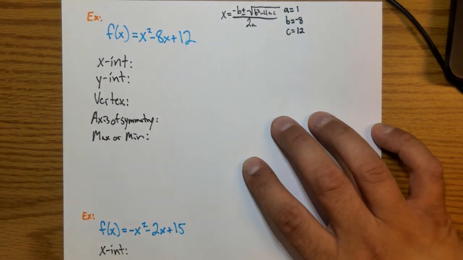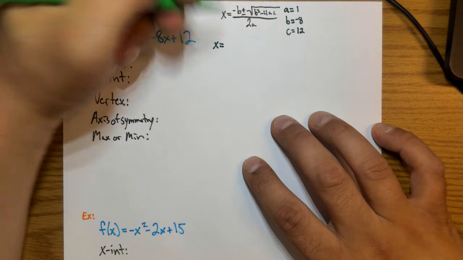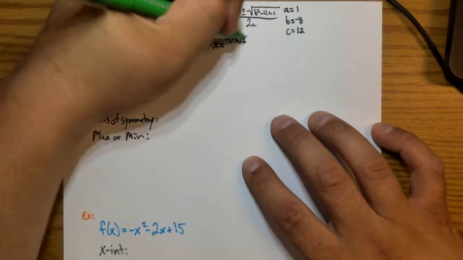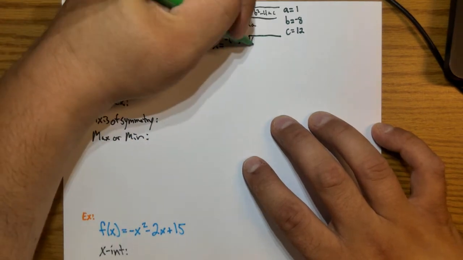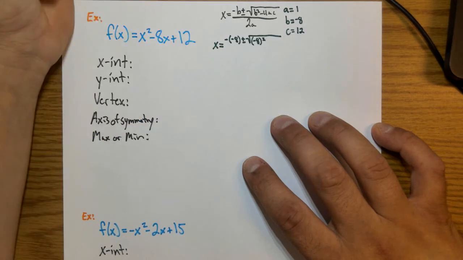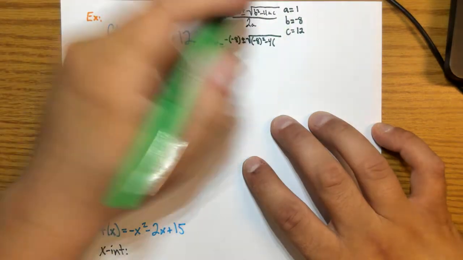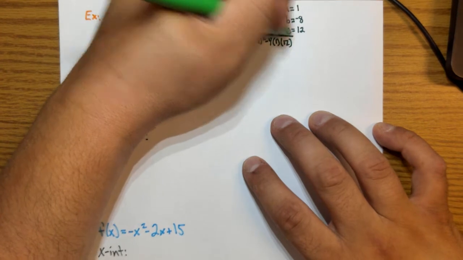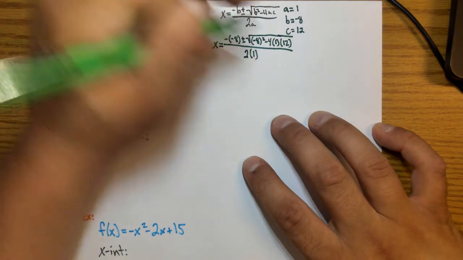So let's just plug this into the quadratic formula and simplify and see what we get. So x equals negative b, so negative 8, plus or minus the square root of b squared, so negative 8 squared, minus 4 times a, which is 1, and times c, which is 12. All divided by 2 times a, so 2 times 1.